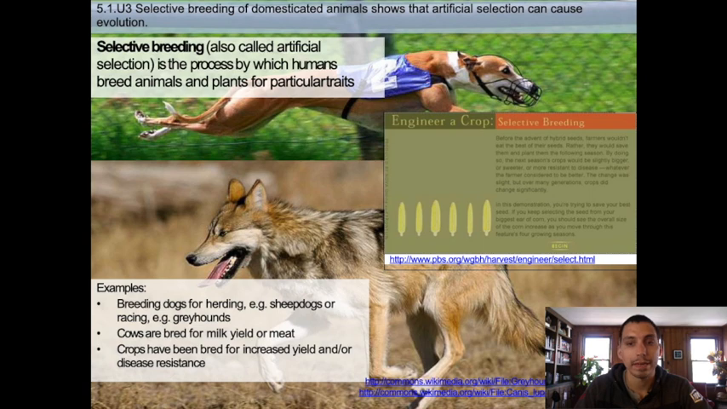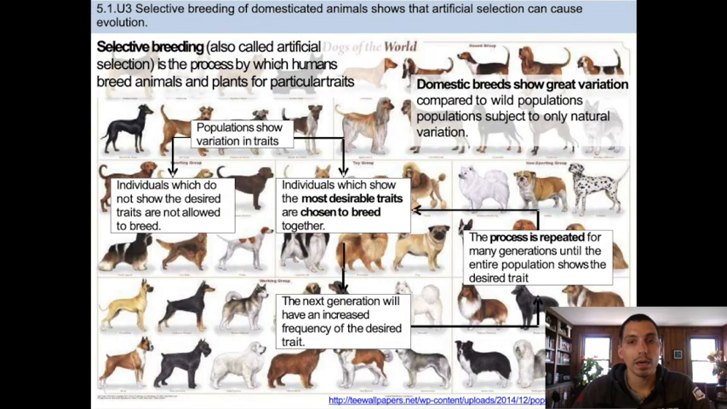An example of that would be something like corn. Corn started out as essentially just a stalk of grass, and now it is that really elaborate corn cob that provides us with a lot of nutrition, and that has happened over selective breeding of many generations. Domestic dogs are still, however, one of the greatest examples of selective breeding because of the huge variation in domesticated dogs compared to wild populations. We can really see how this has played out.